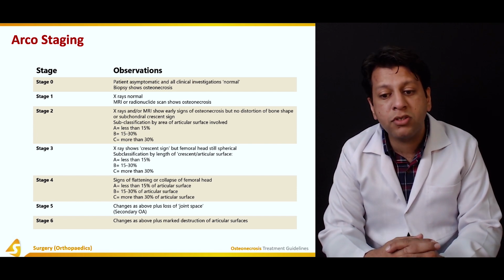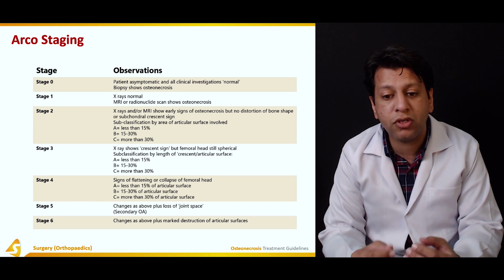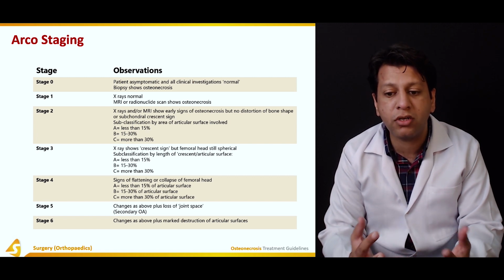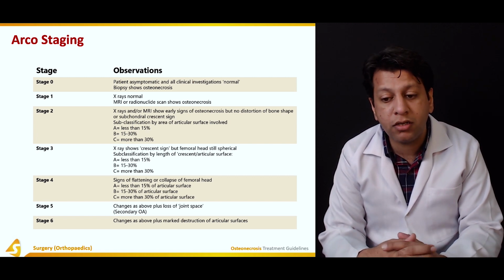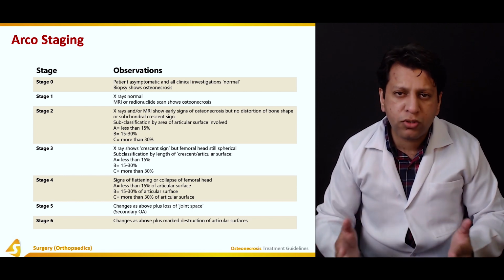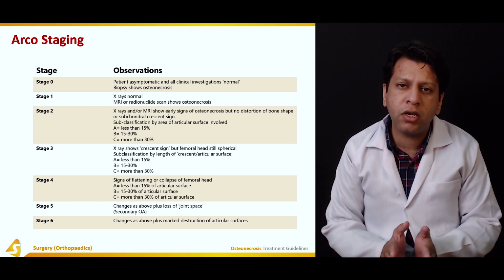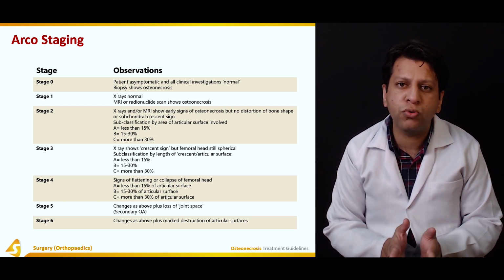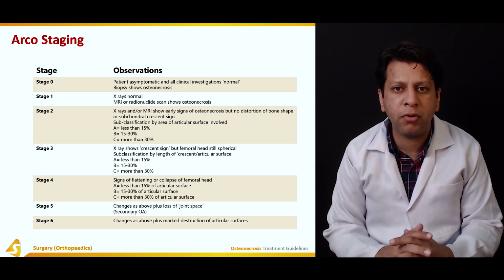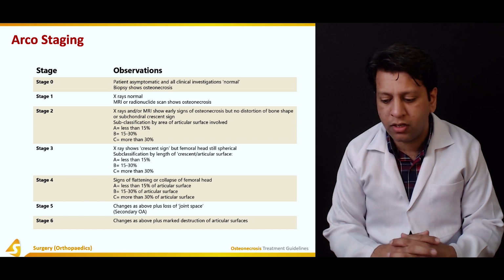And stage 5 is changes as above plus loss of joint space. And stage 6 is changes of this loss of joint space, secondary osteoarthritis with marked destruction of articular surfaces. It's almost similar. There is slight modification of all these three. That is why Ficat is actually still used as the primary classification of choice in case of AVN of the hip.